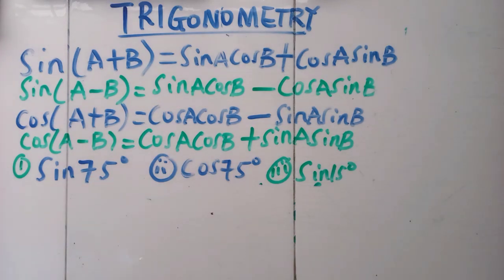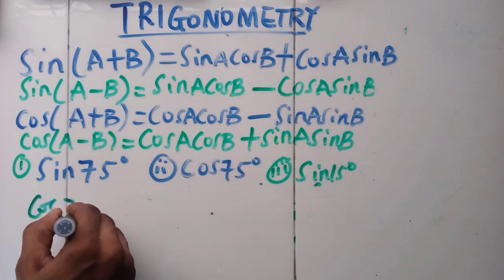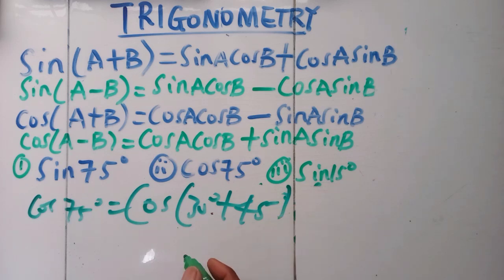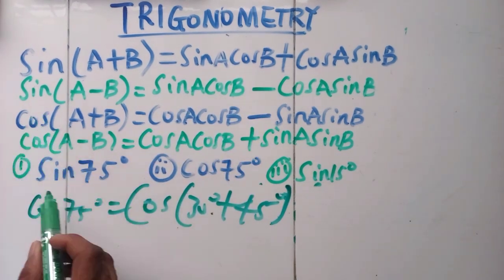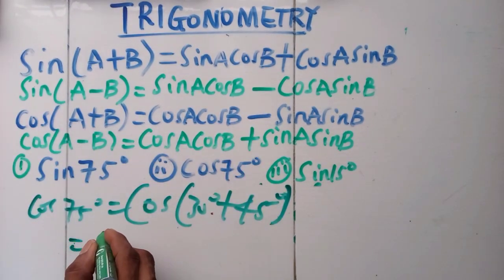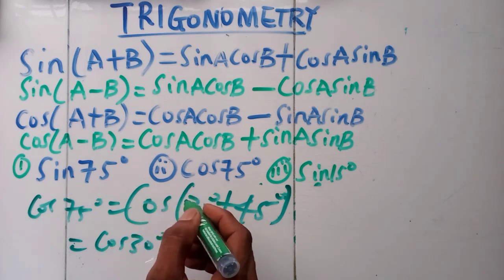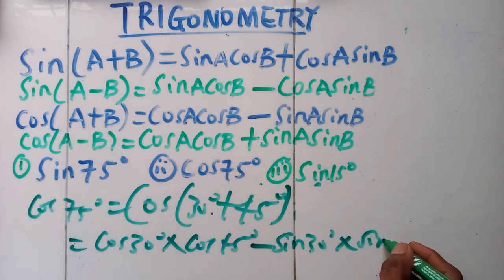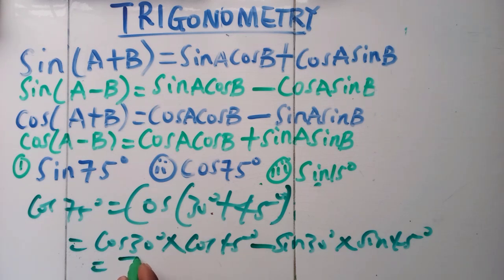Okay, so cos 75 degrees. Cos 75 degrees is the same thing as saying cos of 30 degrees plus 45 degrees. The expression for cos(A+B) is this one: cos A cos B minus sin A sin B. So that is cos 30 degrees times cos 45 degrees, minus sin 30 degrees times sin 45 degrees. Cos 30 has the same value as sin 60, which is root 3 over 2, times cos 45, which is root 2 over 2, minus sin 30, which is 1 over 2, times sin 45, which is root 2 over 2.